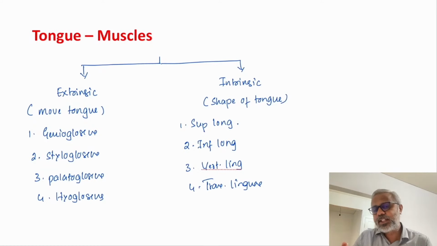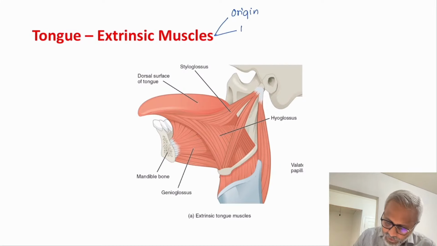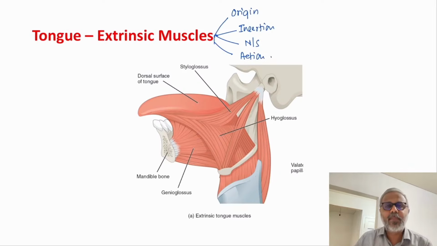Now you need to describe these muscles in detail. For example, first start with the extrinsic muscles of the tongue. And for all the extrinsic muscles, you should talk about origin, right? Then you should talk about the insertion. Then you need to talk about the nerve supply. And finally, you need to talk about the action, right?